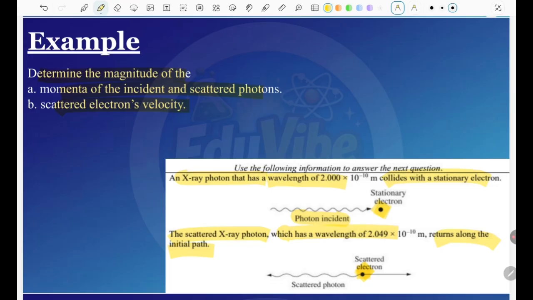When the incident X-ray photon collides with the stationary electron, they scatter. The photon becomes the scattered photon, and the stationary electron also moves, which we call the scattered electron. For this, we have to find the momentum of the incident and the scattered photons. So basically, we have to find p_i and p_s. We have to find both.